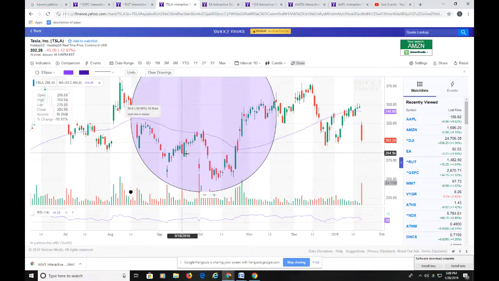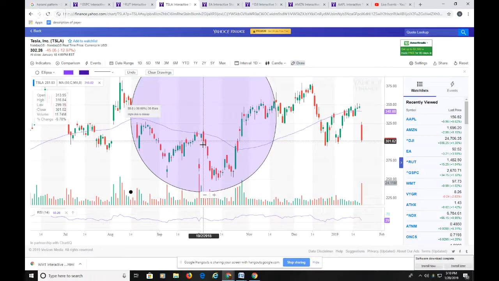We had a nice uptrend of about 15 or 16 days. We have a big red candle that engulfs the day before. The body engulfs the body. The entire candle is engulfed as well. So it's a bearish engulfing.